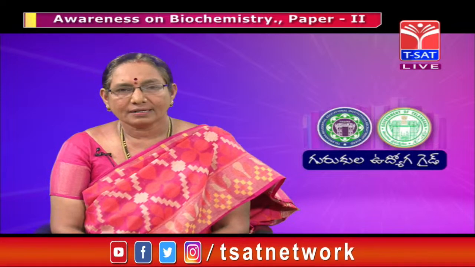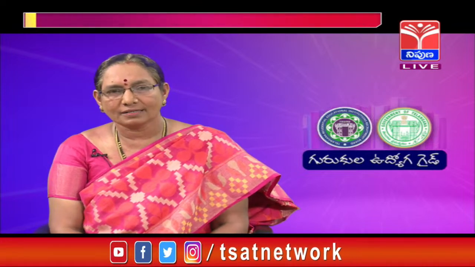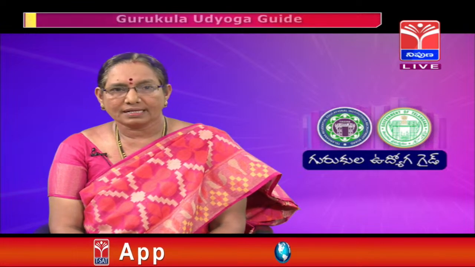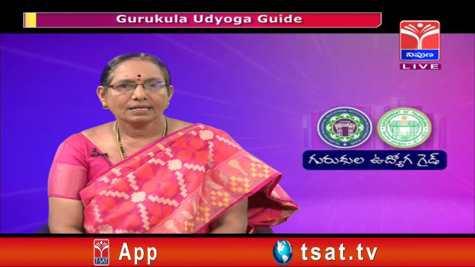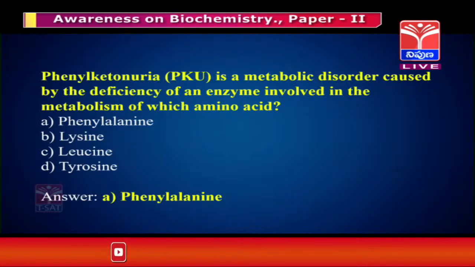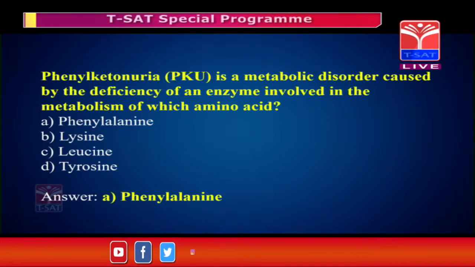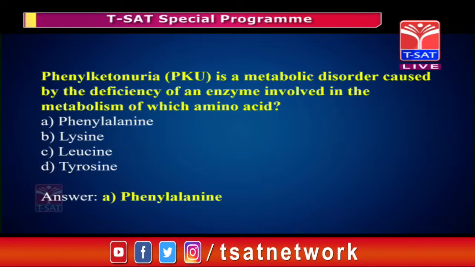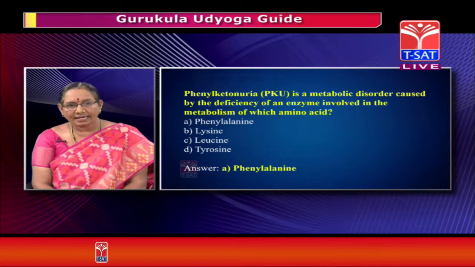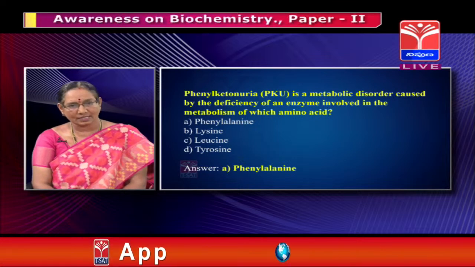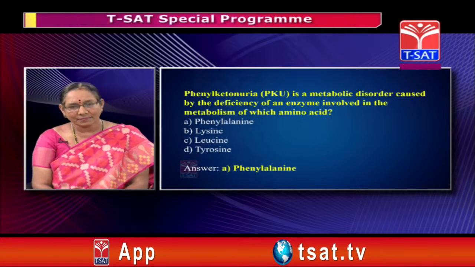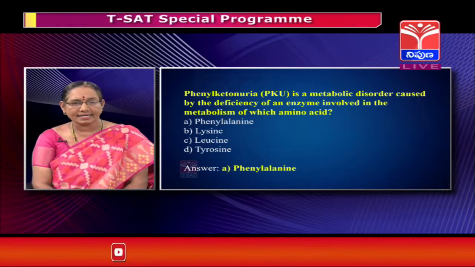Now we have one model bit from metabolism. This is a very popular disease, phenylketonuria. It is a metabolic disorder caused by the deficiency of an enzyme involved in metabolism of which amino acid? Please concentrate, they are not asking the enzyme, they are asking the type of amino acid. So phenylalanine, lysine, leucine, tyrosine. Here they are judging your knowledge on the structure of the amino acid. So phenylalanine is the right answer here.